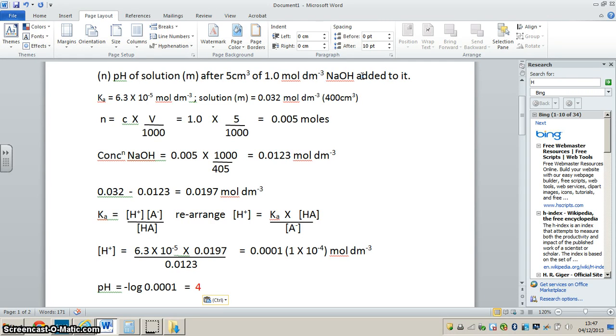Now in this question there are certain bits which can be shortened or joined together. I could effectively join these two sections together by simply dividing this part of the equation by 405 instead of the 1000, and that would give me this value. However, I chose to do it this way because it represents all of the stages in the thinking process to arrive at the final answer. Hope this helps. Thanks.